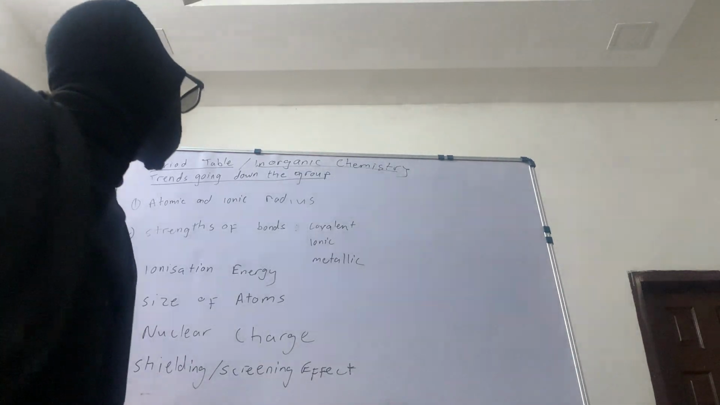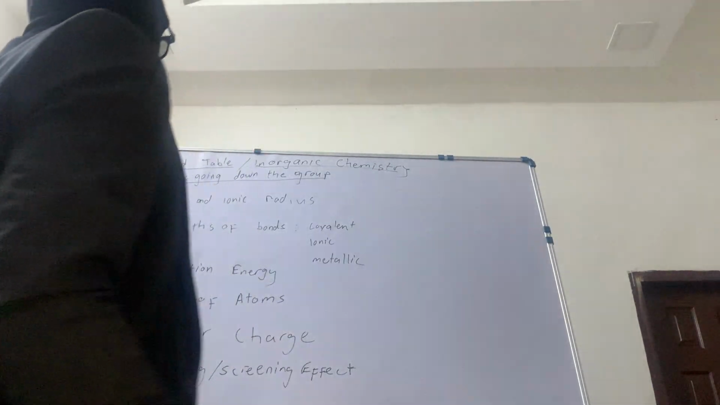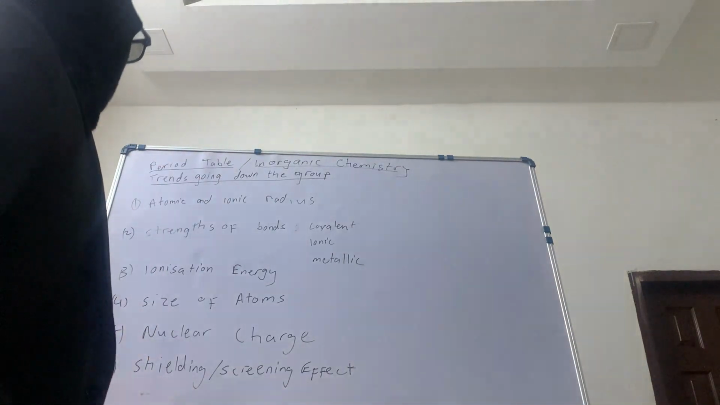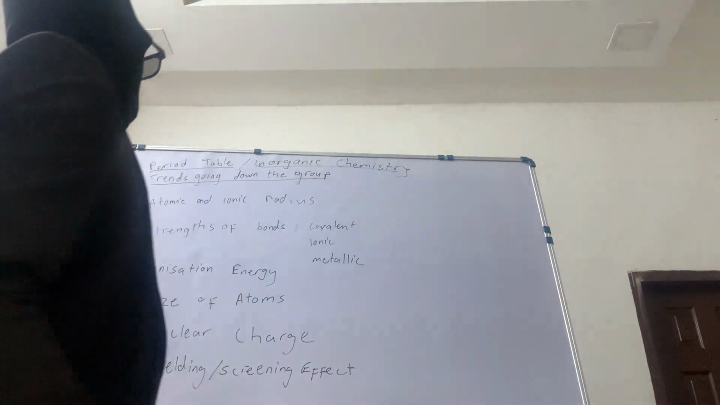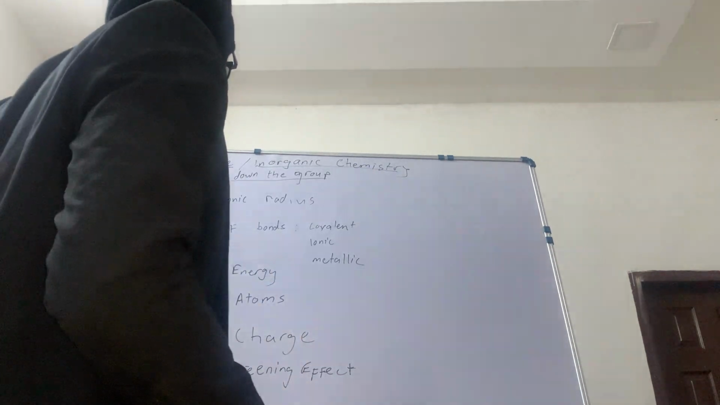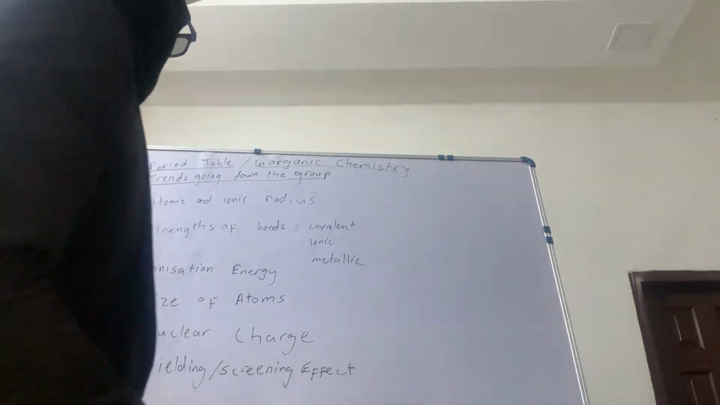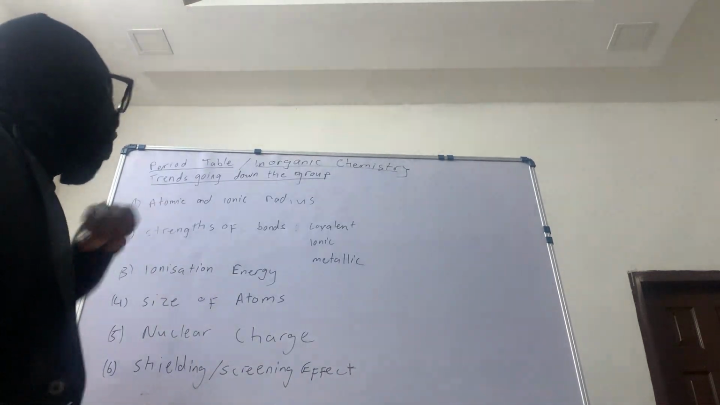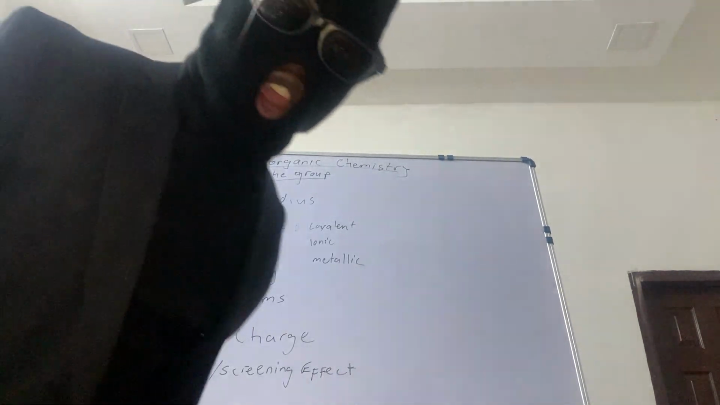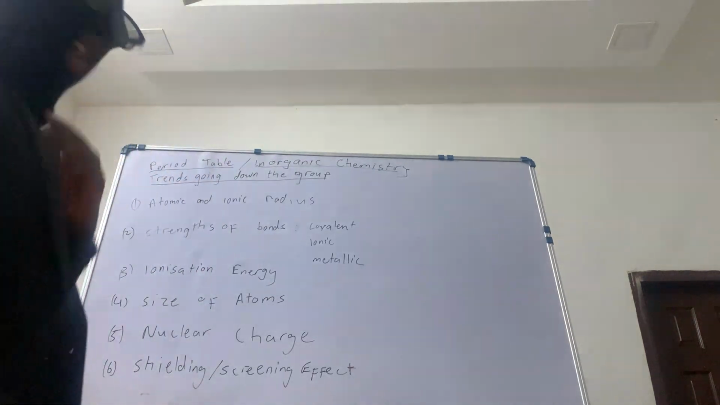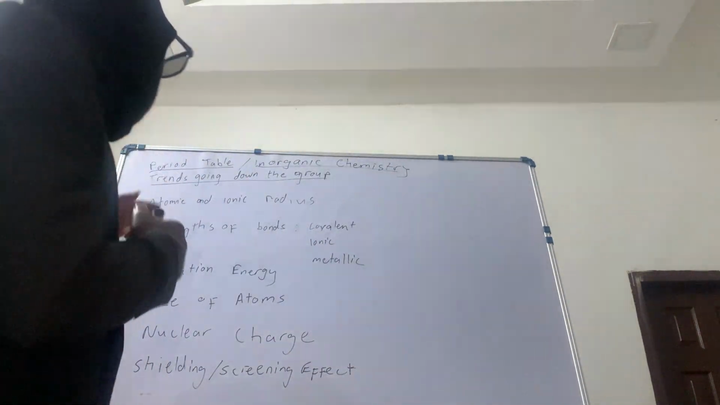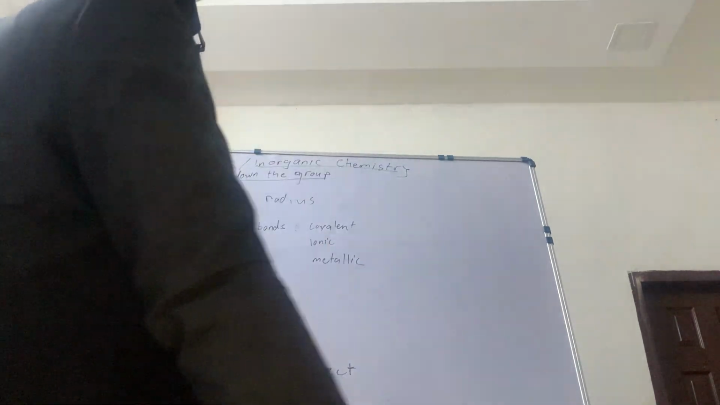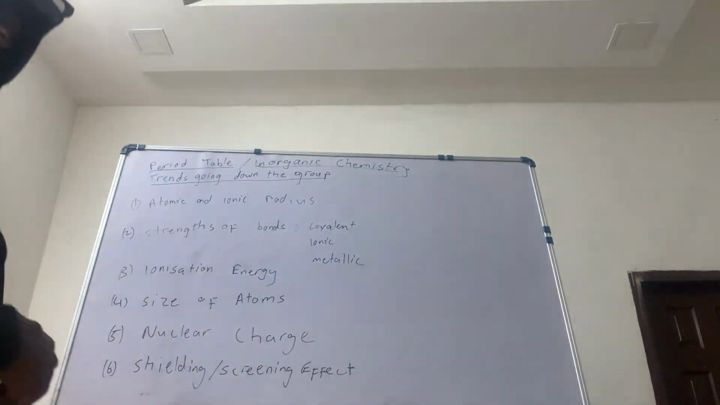From the introduction, we have already talked about what we are going to be talking about: the trends going down the group. So without wasting much time, let us go into point number one. What is happening to the atomic and the ionic radius? From previously, we have already discussed it, but this one is an easy one.